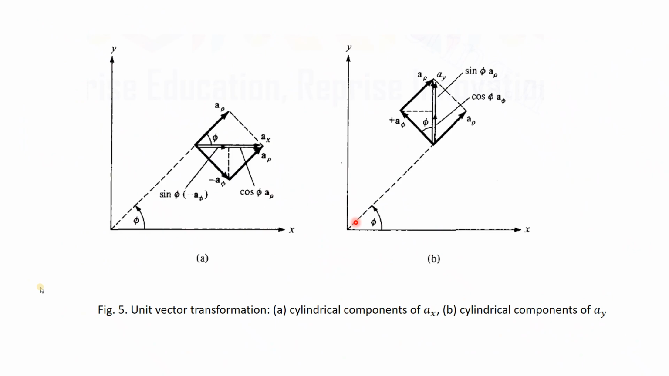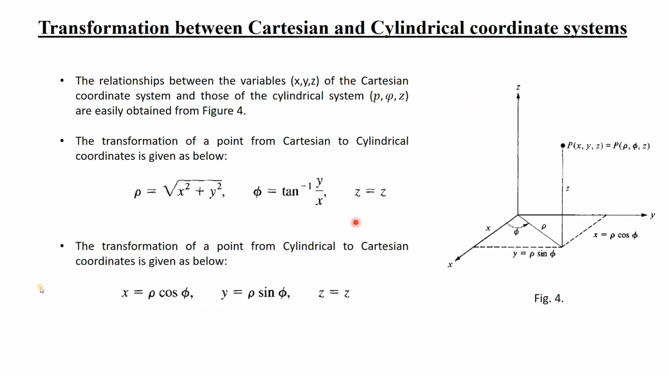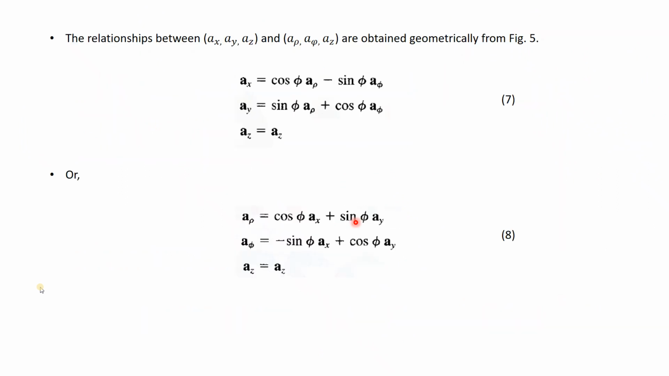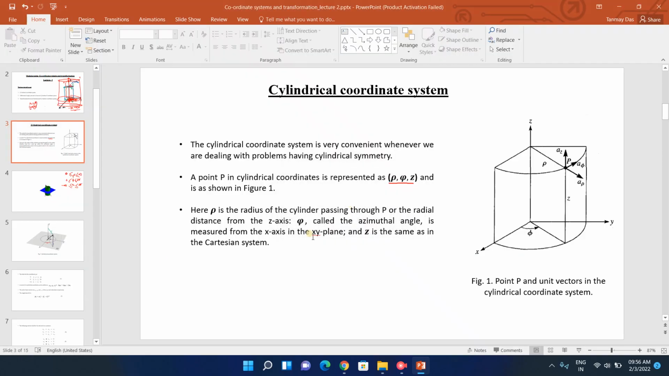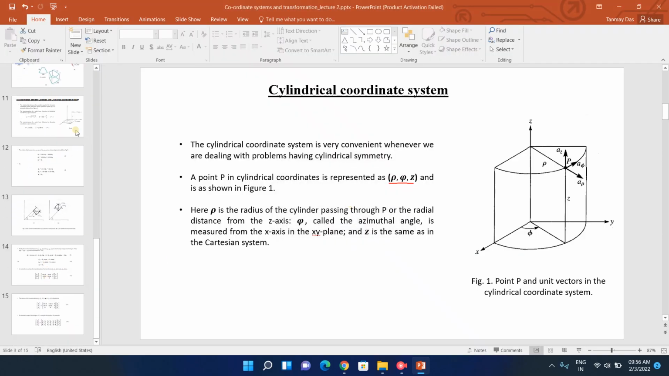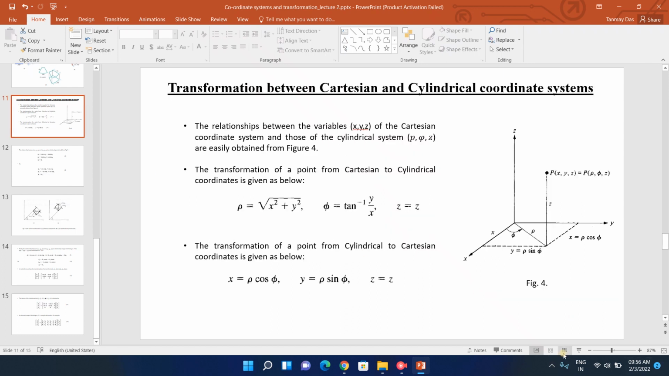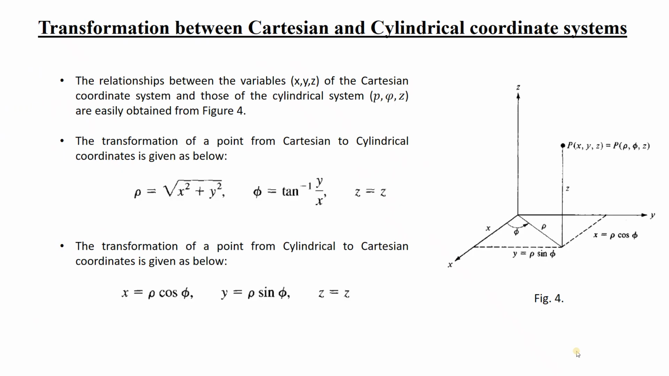Now, what we have is a transformation. I will show you the transformation from any particular point in the Cartesian coordinate system to the cylindrical and vice versa. There is a transformation for vectors also, where we transform the unit vectors too, so we will not discuss that here. I will only show you the transformation between the Cartesian and the cylindrical coordinates.